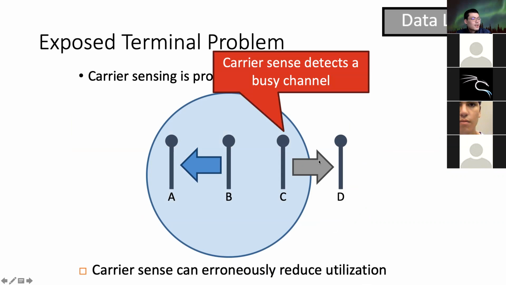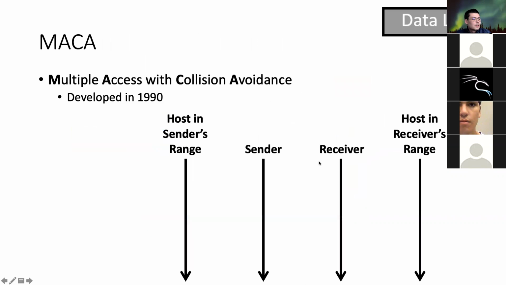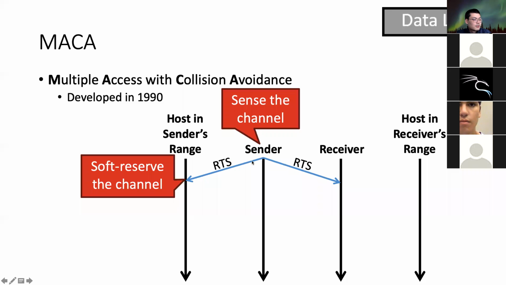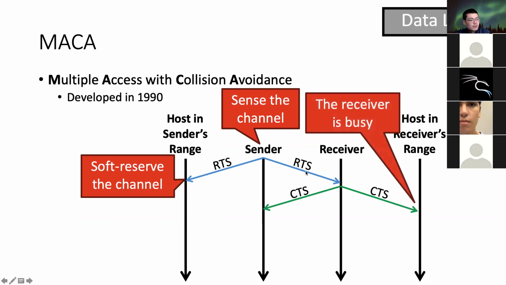Okay? So that's why we have another protocol called MACA. Okay, so MACA is basically you sense the channel. If there's nobody using it, you will do the RTS, request to send. So it's a soft reserve, which means hey, this host in the sender's range knows it's reserved. Okay, but your actual destination is this receiver, not this host. Okay, the receiver once it's received, it will say clear to send.